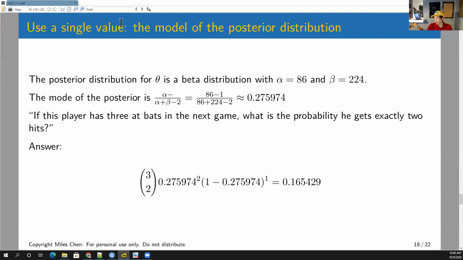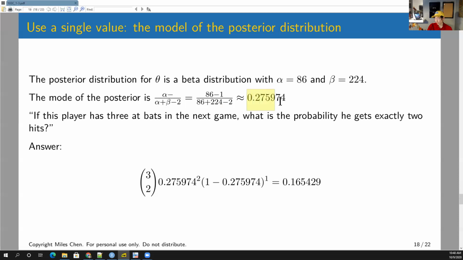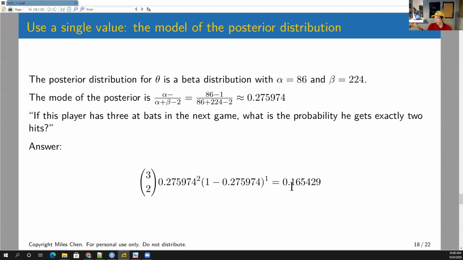Here, we're going to use a single value: the mode of the posterior distribution. The mode of the posterior is alpha minus 1, 86 minus 1, divided by 86 plus 224 minus 2. So we get a number that's ever so slightly different. The mean is 0.2774 and the mode is 0.27597. If I plug that in and do the calculation, I get a slightly different answer, 0.1654. I get 0.1668 if I plug in the mean, and 0.1654 if I plug in the mode. So these are just some options if you're going to plug in a single value.